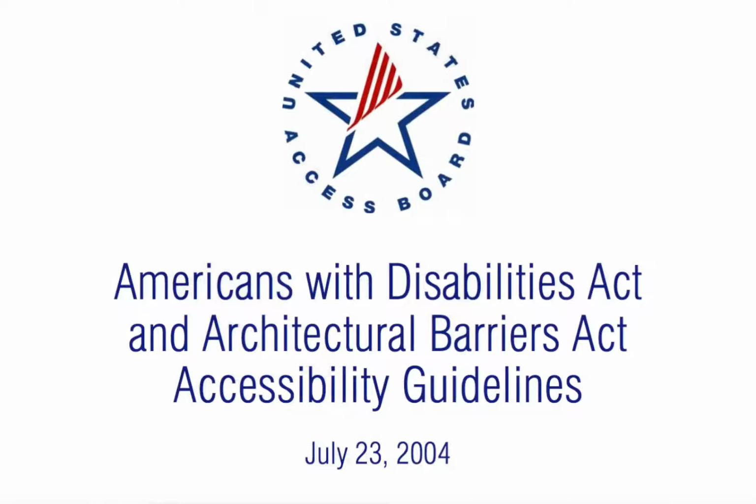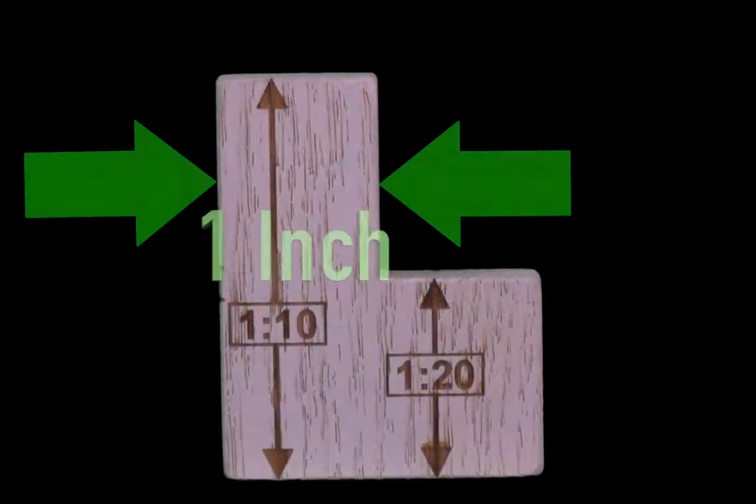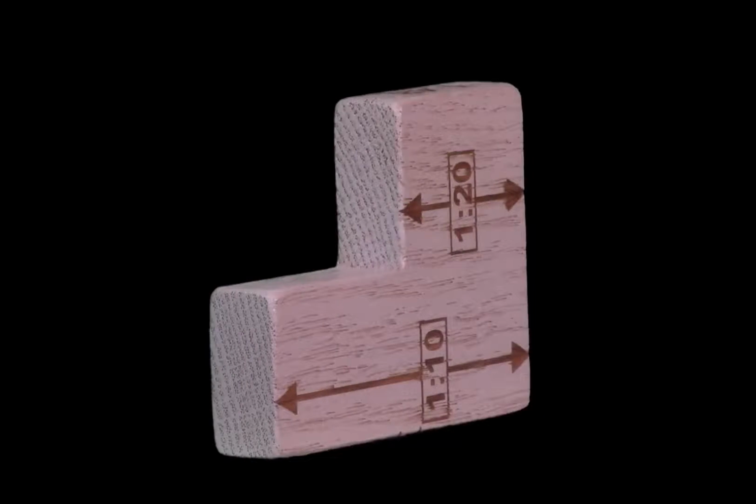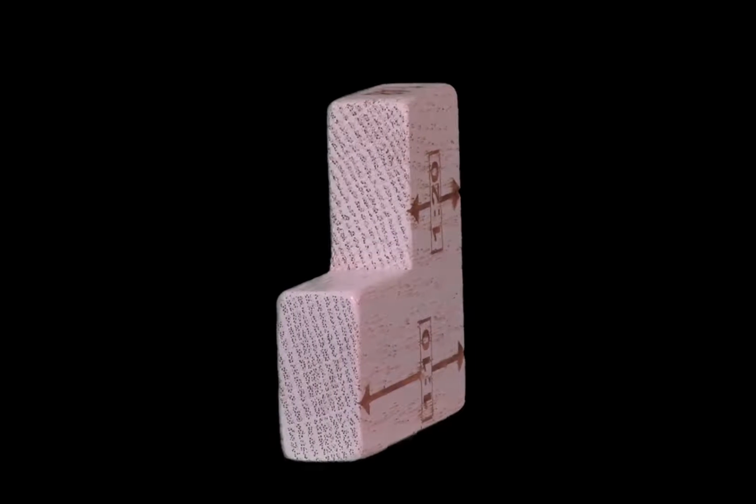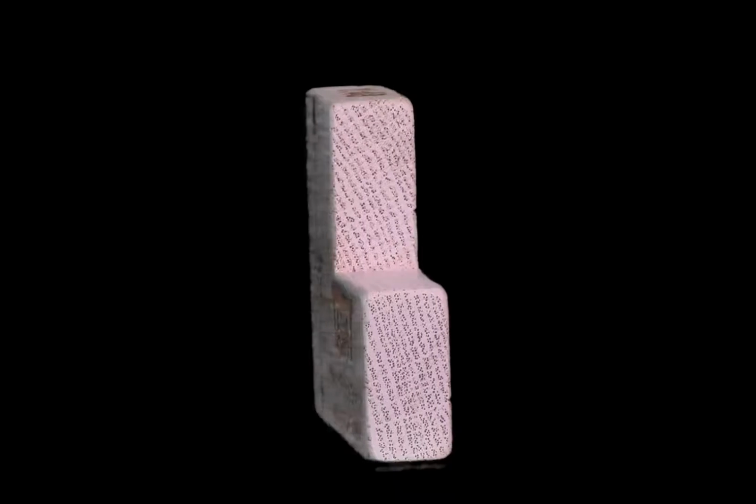When a platform lift arrives at a landing, the gap between the lift and the landing is allowed to be no more than 1 inch. On the Magic Slope Block, the portion of the block used to measure 1 in 10 slopes is 1 inch wide. If this fits between the platform lift and the landing, the gap is too wide.